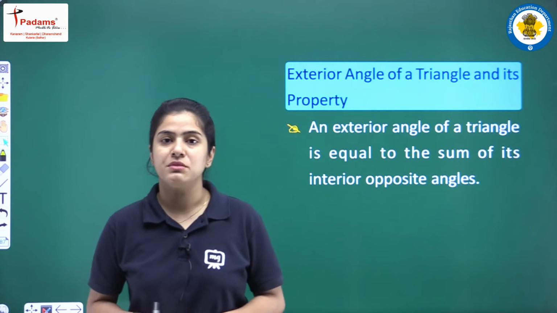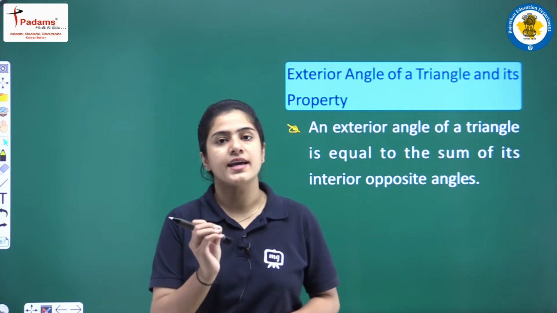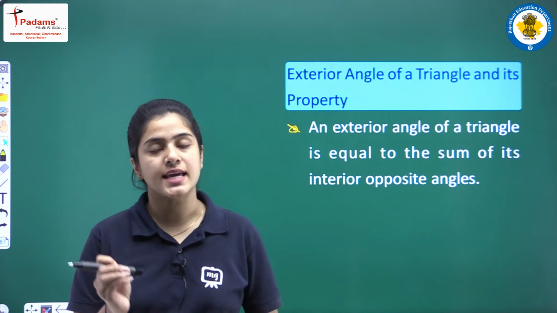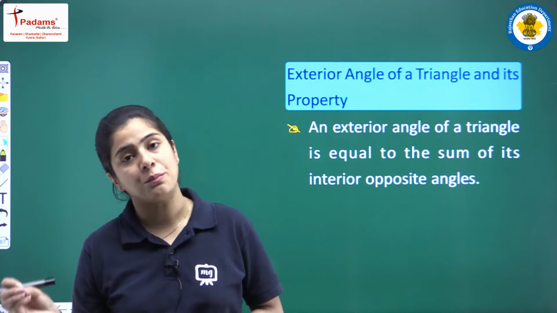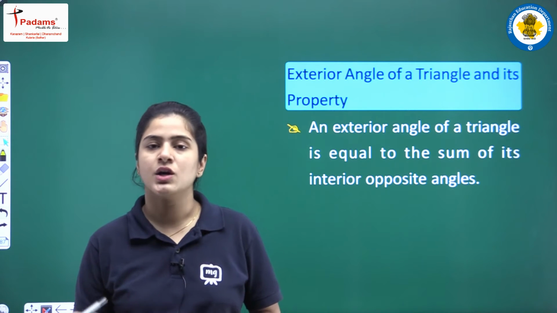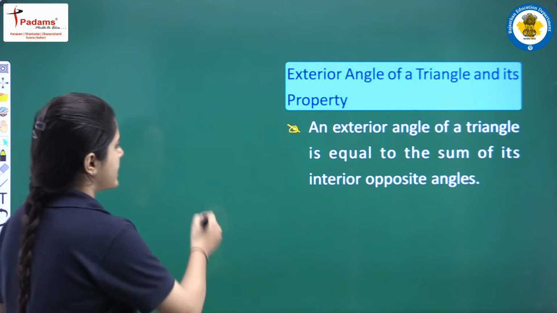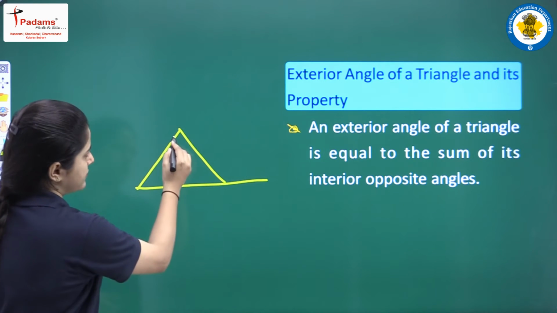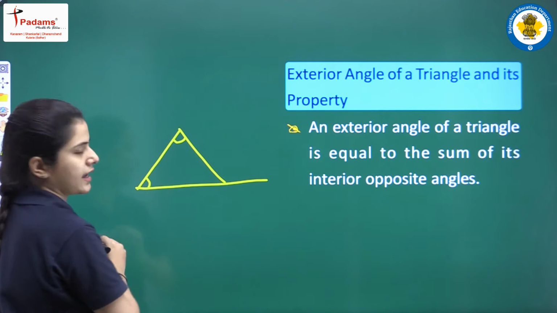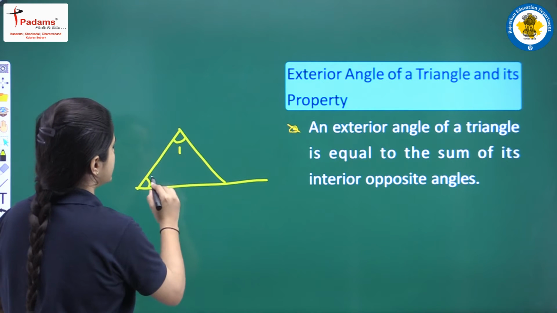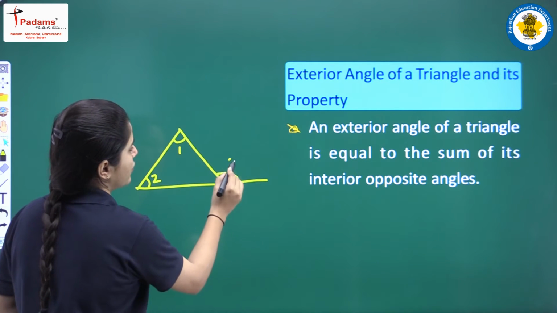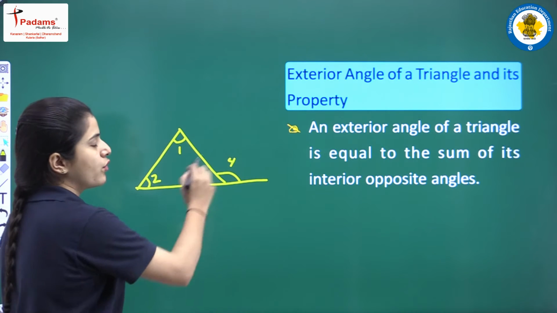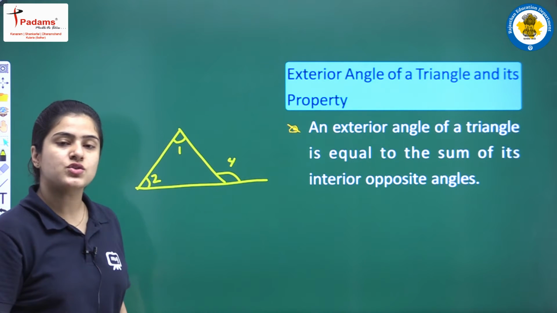Exterior angle property means, students, that the exterior angle of the triangle is equal to the sum of the two opposite interior angles of the triangle. What it means, students, is that for example this is a triangle. This is angle 1, this is angle 2, and this is angle 4, for example. Then this angle 4 is the exterior angle of the triangle, right?